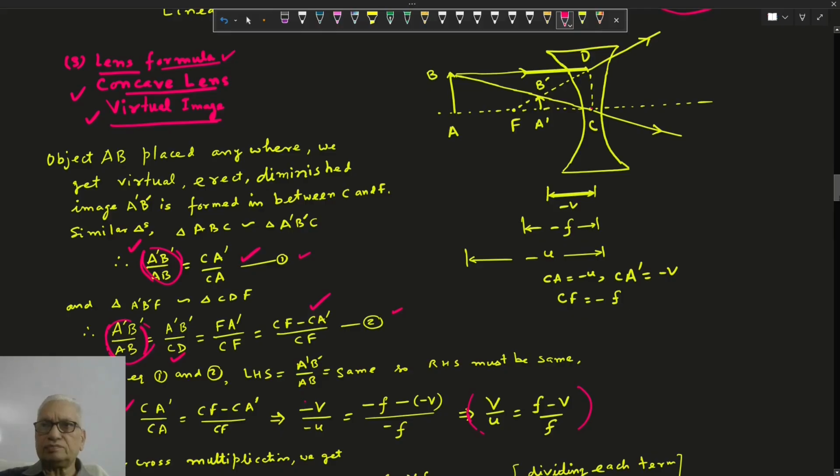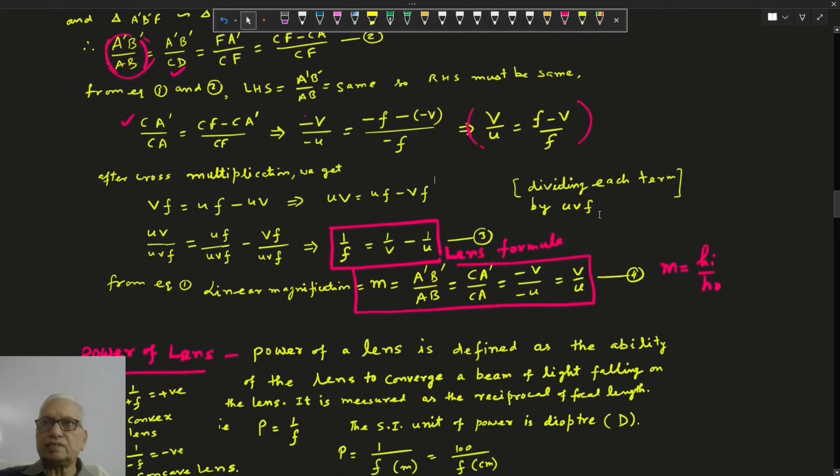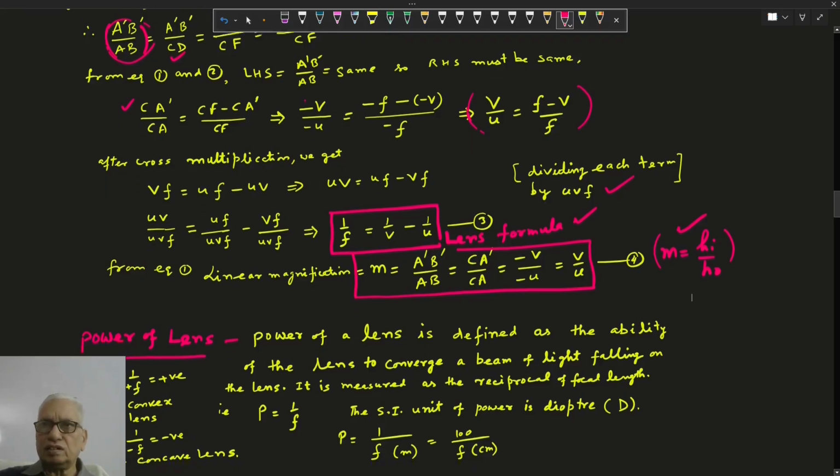And after cross multiplication, VF is equal to UF minus UV, and I have divided the entire term by UVF, so 1 upon F is 1 upon V minus 1 upon U, so this is the answer. And the lens maker formula: magnification M is equal to A dash B dash upon AB. It can be written as the height ratio, height of image upon height of object. We have derived the lens formula, the same for all the three cases.